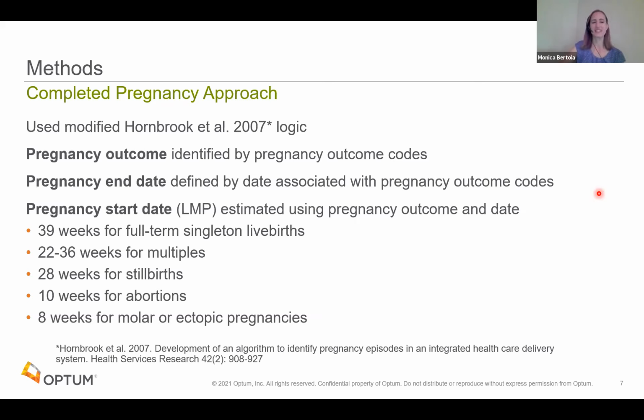One of the main differences here is how we estimated the LMP. With this completed pregnancy approach, we used the outcome type and date, and then assigned that gestational period to backdate and get the estimated LMP. So for example, we assumed all full-term singleton live births had 39 weeks gestation, a little bit shorter gestation for multiples, 28 weeks for stillbirths, 10 for abortions, 8 for molar and ectopic pregnancies.